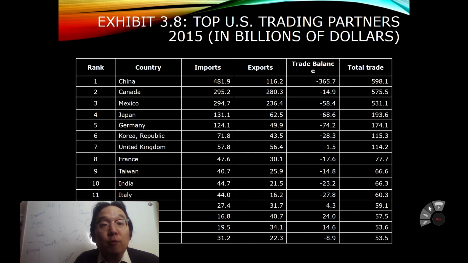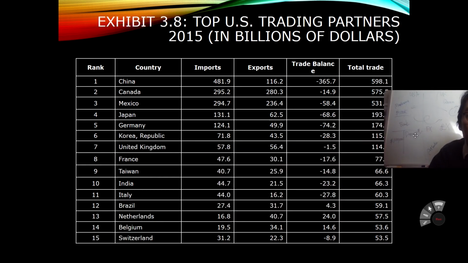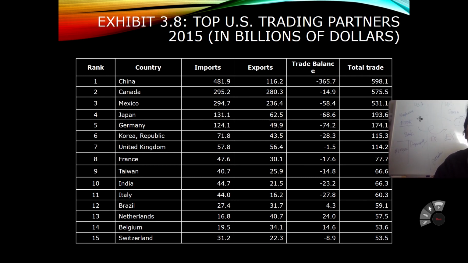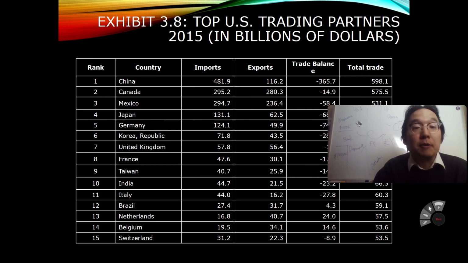And the table over here shows top U.S. trading partners in 2015. By far, China is the biggest trading partner. The trading partner, how do we calculate that? Well, import amount plus export amount. Okay, that's total trade. So, in terms of total trade amount, China is the biggest partner of the United States.